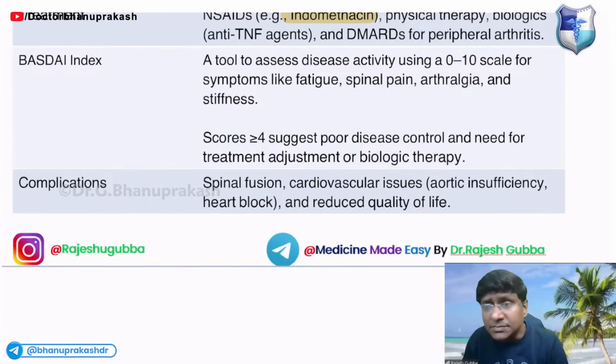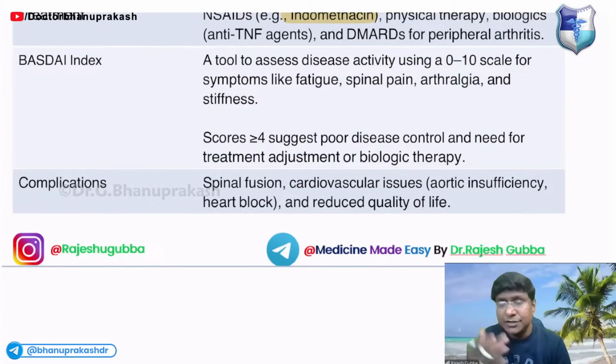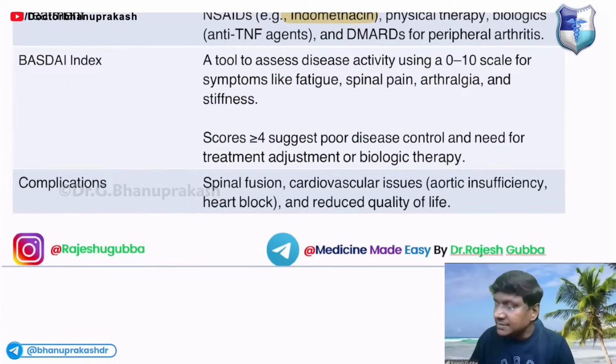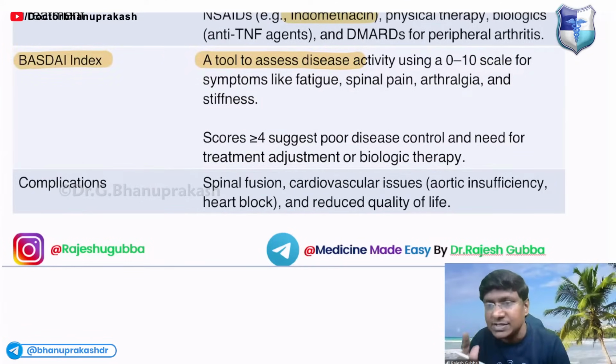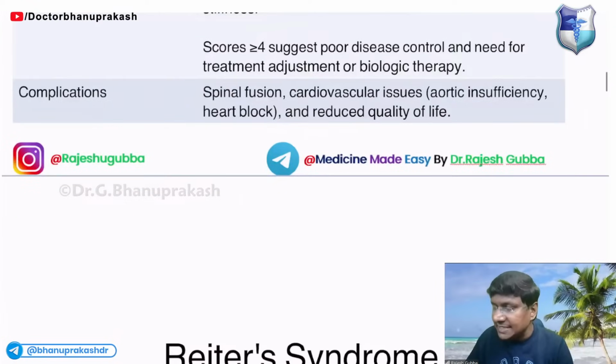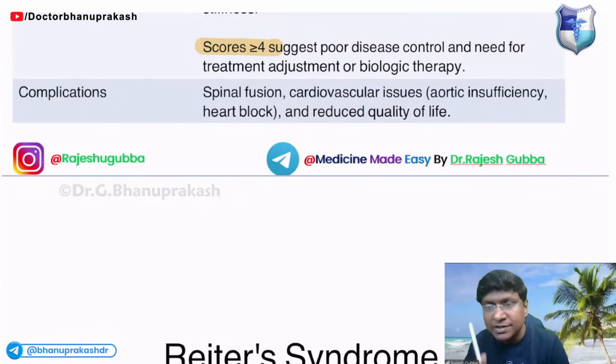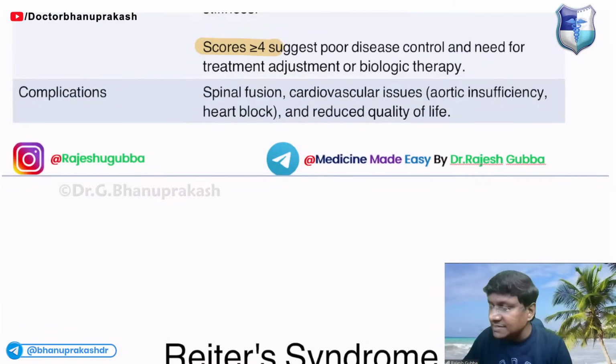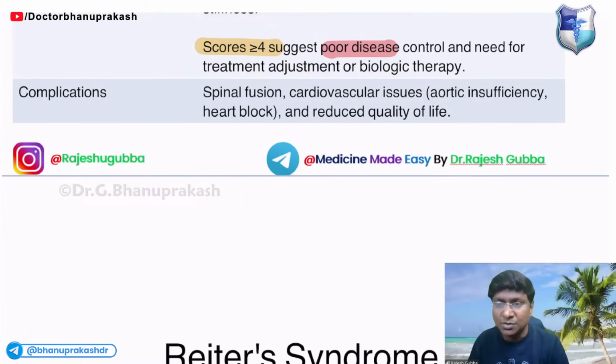And whenever you're giving indomethacin, the individual should clinically improve. So what is that particular tool which will assess the disease activity? The tool which will assess the disease activity is the BASDI index. That will give you the important methodology of assessing the disease activity. Now, if you are giving indomethacin, but your BASDI score is more than 4, that will tell you the individual is having poor disease control.